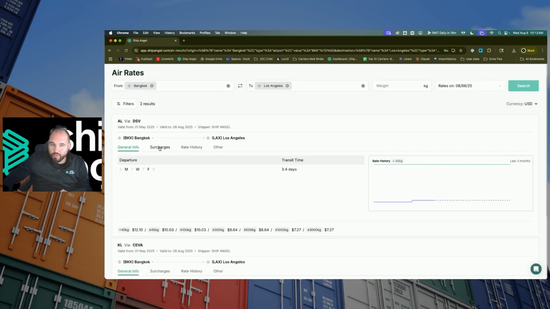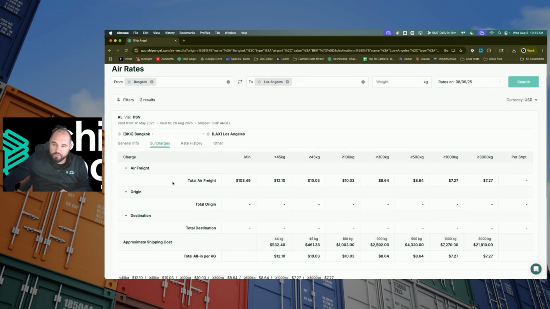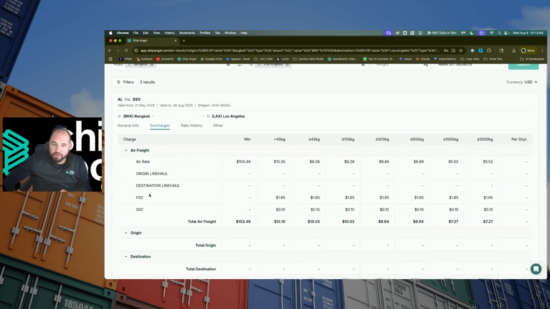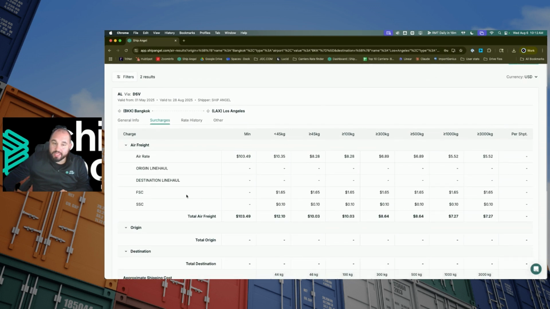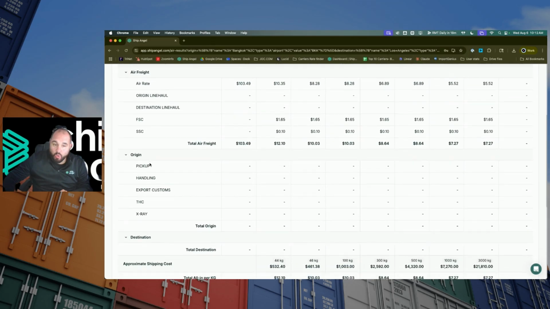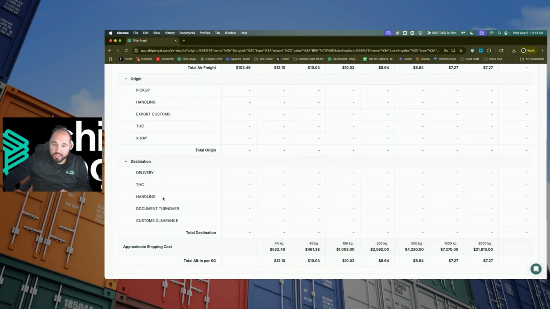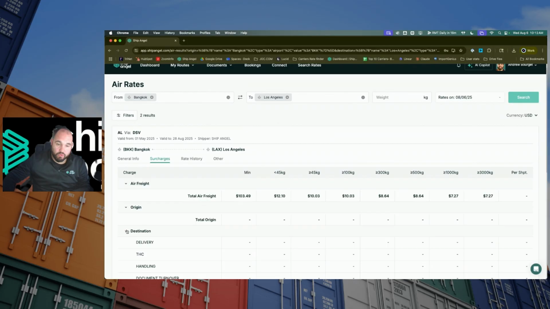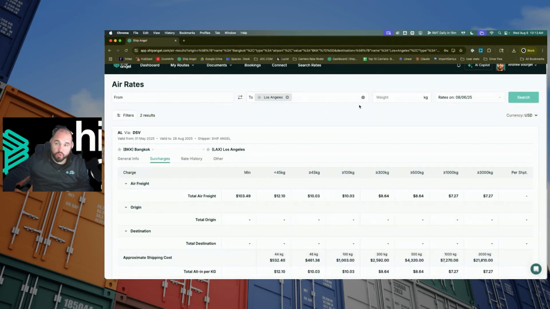Additionally, here, we also give you access to the surcharge section of your rate data. And so I can very quickly understand, of my air freight rate, what are the rates that account for my air freight? What are the rates that account for my origin charges? And what are the rates that account for my destination charges? In this scenario, this is only an air freight rate. So only the air freight costs, the air freight, the FSC, and the SSC have been calculated, but we could also have rates that are more of a door-to-door basis.